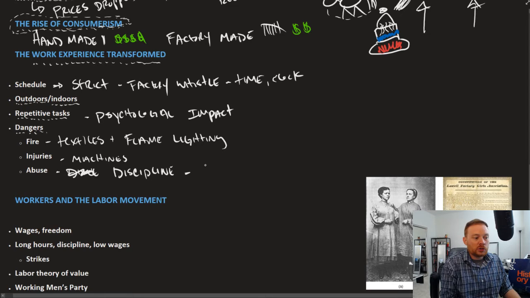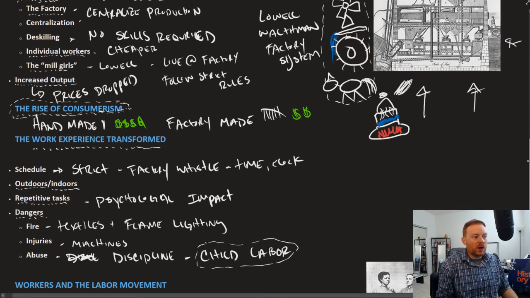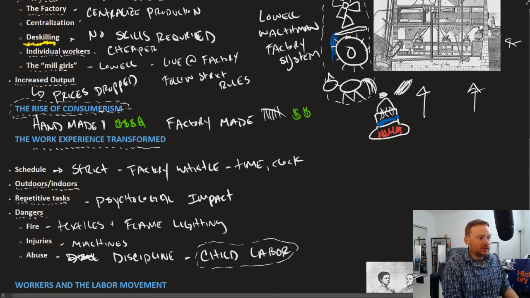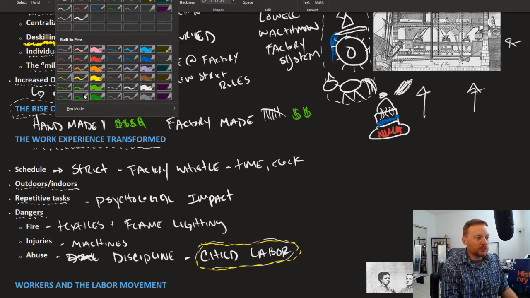Strict discipline, including a lot of child labor. You could pay a child a lot less. Remember, why hire children? Well, it's because the job now doesn't really require any type of skills, right? Let's go back up to this point about this industrial process being de-skilling, right? Who can pull a lever or push a button? Well, anybody can do that, including children. And children, you could pay them the least amount of money out of anybody. So child labor was very rampant, right?